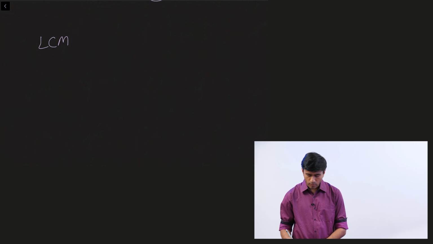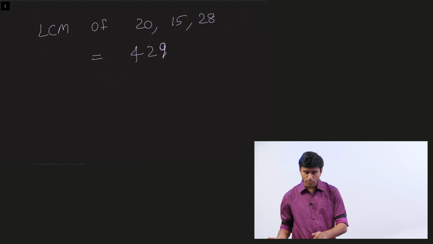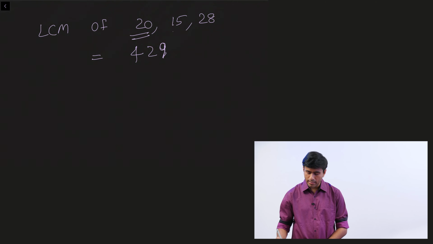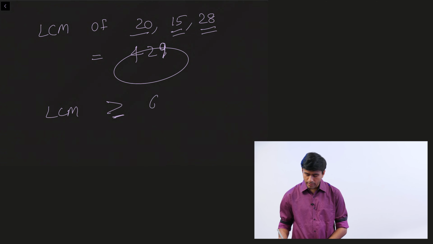LCM of 20, 15 and 28, we got it as 429, which leaves the remainder 9. Let's look at the property. LCM of given numbers cannot be less than any of the given numbers. In other words, LCM will be equal to or greater than given numbers. Look at the given numbers 20, 15 and 28. The LCM is always greater than or equal to given numbers.